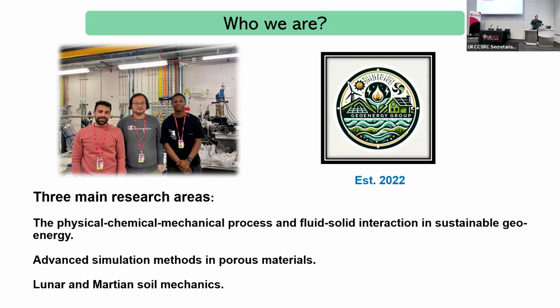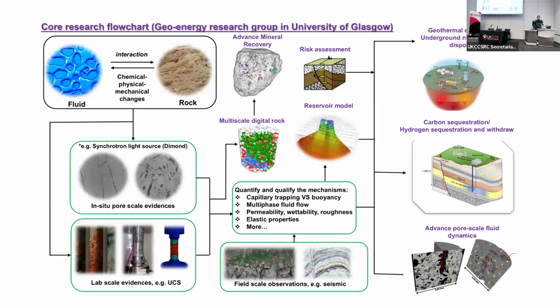The three main research areas we are doing nowadays are the physical, chemical, and mechanical processes in fluid-solid interaction in sustainable geoenergy. Also, we're doing advanced simulation methods in porous media materials. Also, now we're doing some lunar and Martian soil mechanics. So that is the main flow chart.